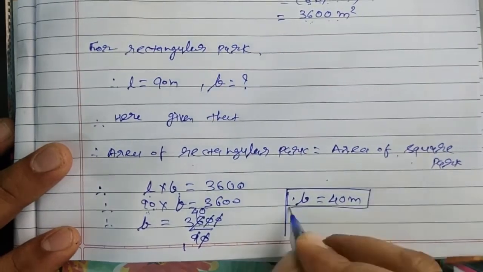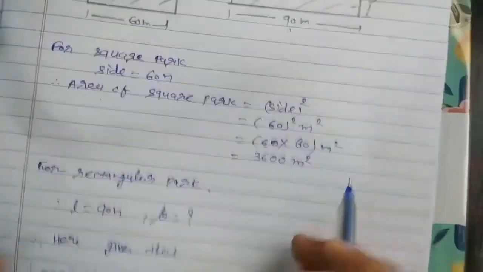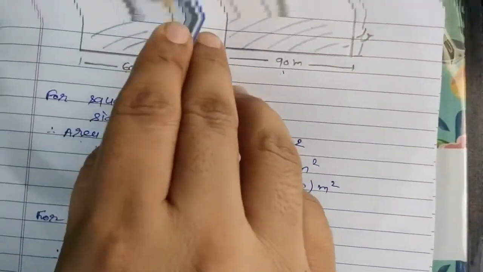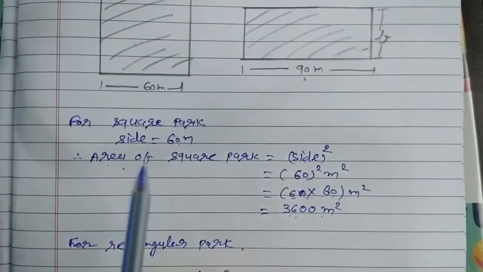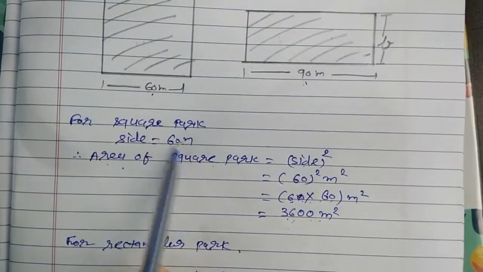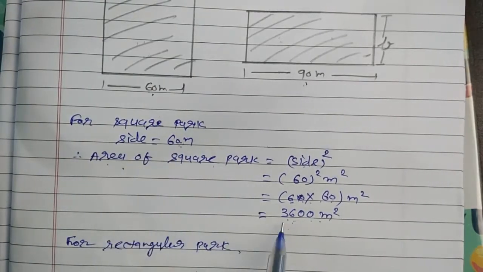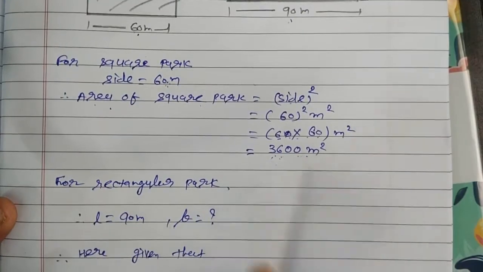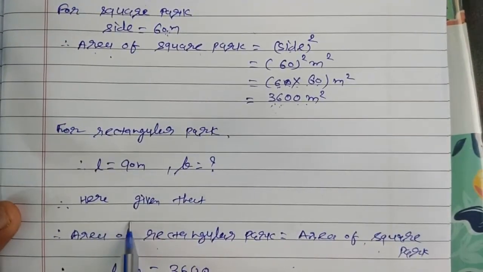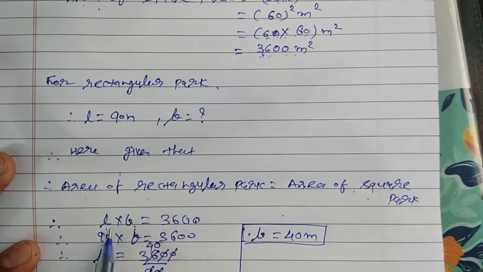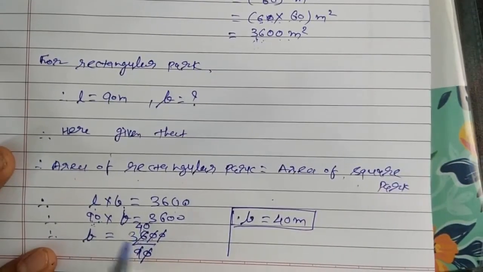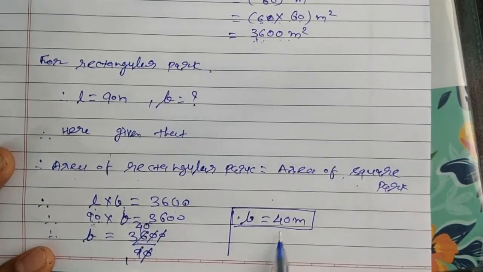So here we have found the answer, that is, find the breadth of the rectangular park. So what we have done, we have used the information of the square park, side is 60 meter. We have found the area, which is 3600 meter square, and it is given that the area of rectangular park is equal to the area of square park. So this 3600 we have used here. So length multiplied by breadth, that is nothing but the area of rectangular park, is equal to 3600. We have put the 90 and then we have done simplification. We got the breadth, that is 40 meter.